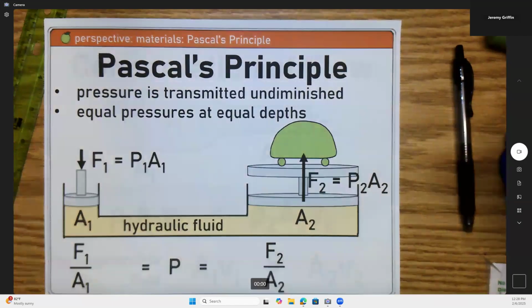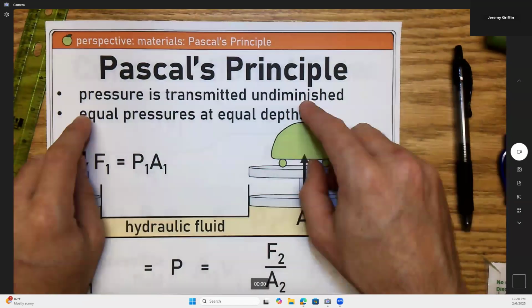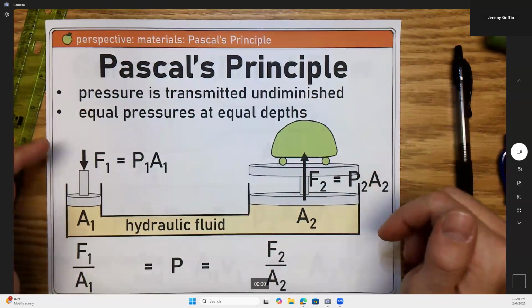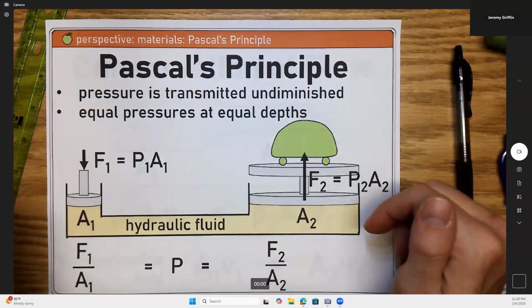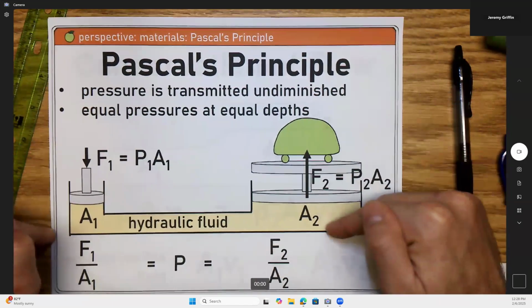So the principle here is that it's the same pressure on this hydraulic fluid. Right? Pressure is transmitted undiminished. And pressure is the ratio of force to area. So if you have a small force acting on a small area piston, that can hold up a large weight on a large area piston because it's the same ratio.